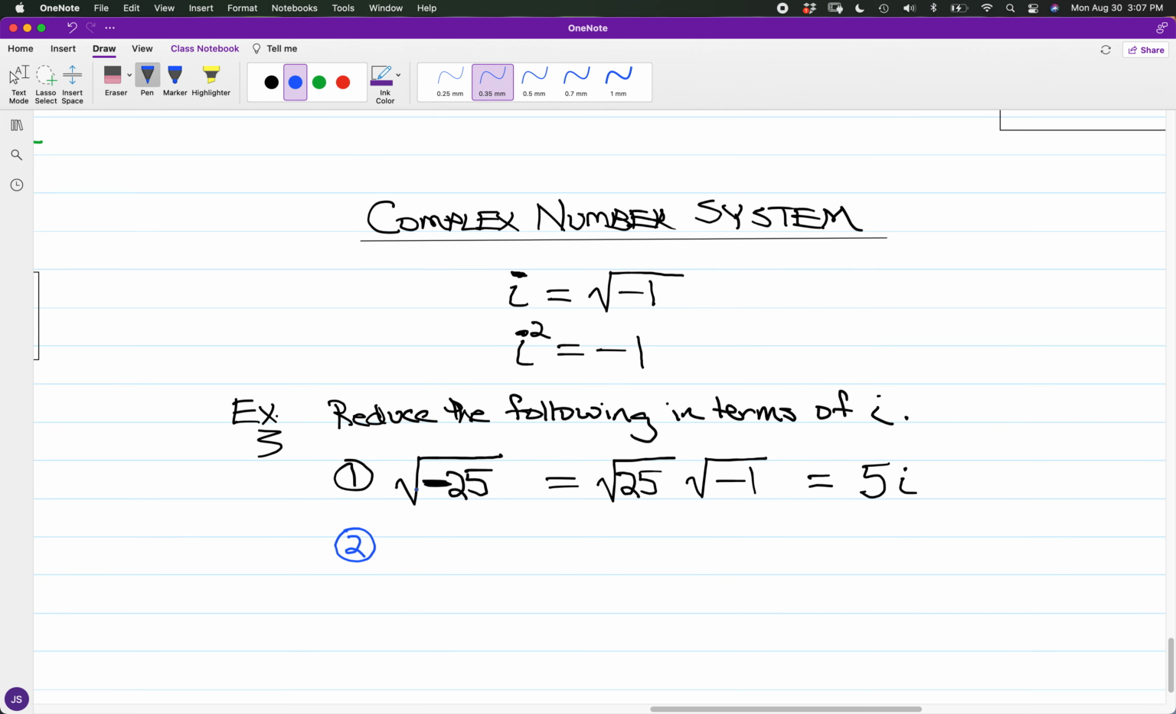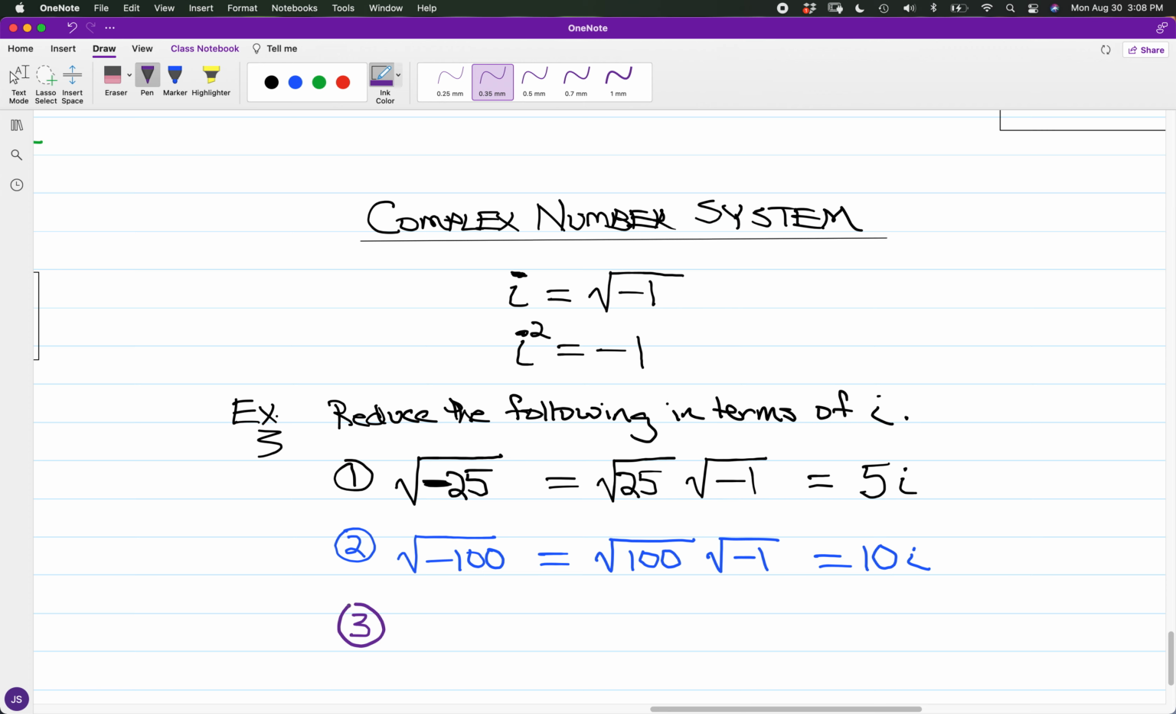And say if you have something like the square root of -100, just working with another perfect square, you have the square root of 100 times the square root of -1. Again, square root of 100 is 10, square root of -1 is going to be I. So altogether the square root of -100 is equal to 10i.